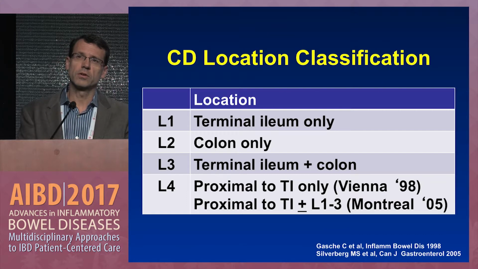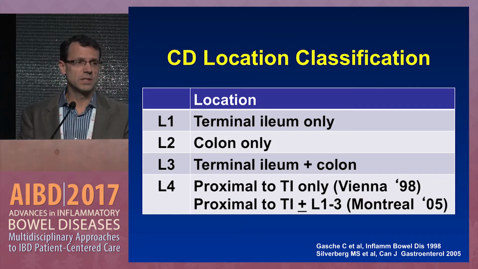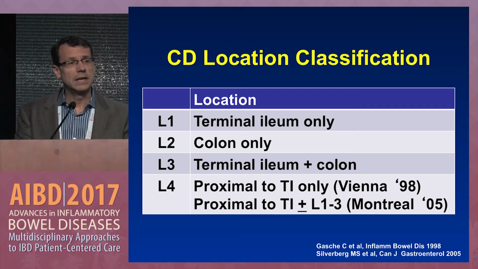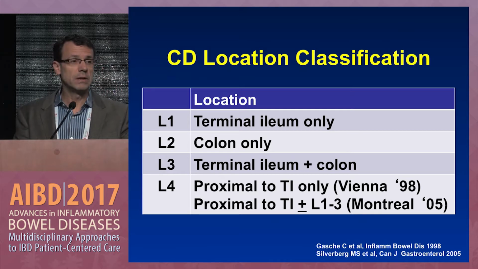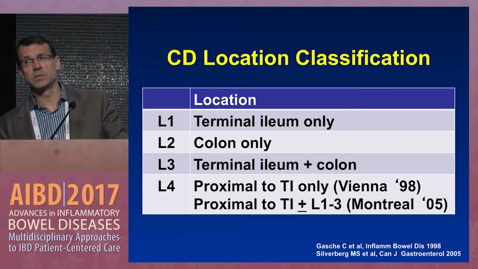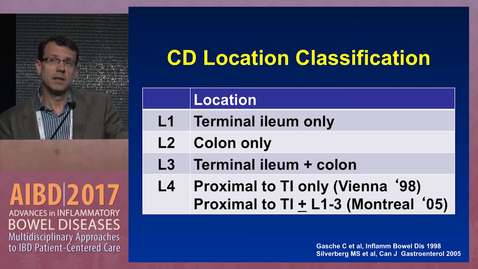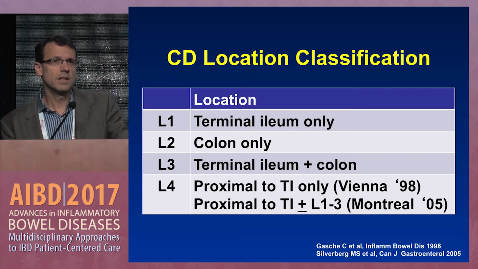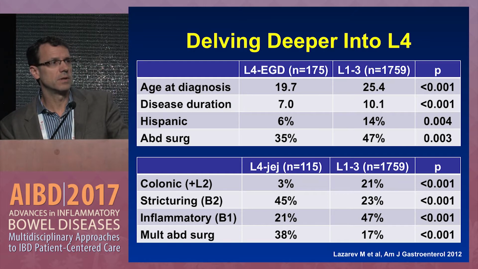So you're all familiar with the Crohn's disease location classification: L1 in the terminal ileum only, L2 in the colon only, L3 in the terminal ileum and colon, and L4 in the Vienna criteria from 1998 was proximal to the terminal ileum only. In the Montreal criteria in 2005, it was revised to include proximal to the terminal ileum with or without coexisting L1 to L3 disease. But let's delve a little bit deeper into L4.